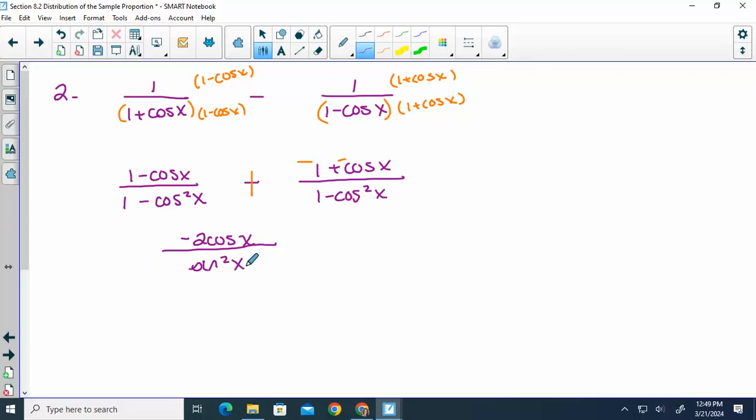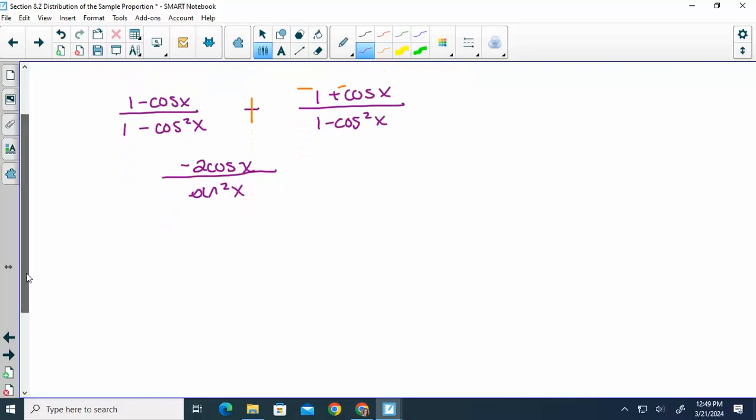No, because when you add together, the denominator doesn't change. Oh, you're right. Because it's the first Pythagorean identity. Is everybody with me? Alright, I could leave my answer like this.